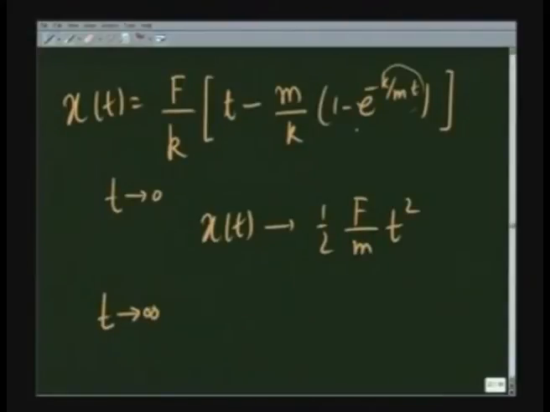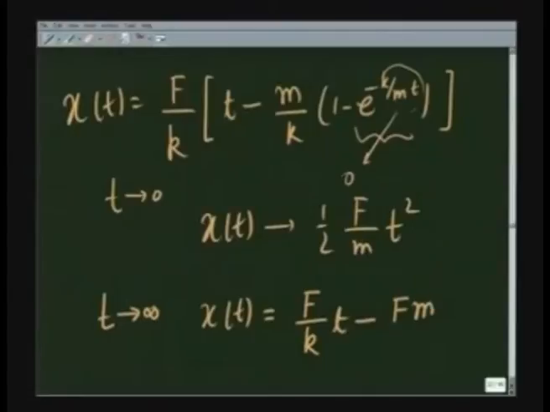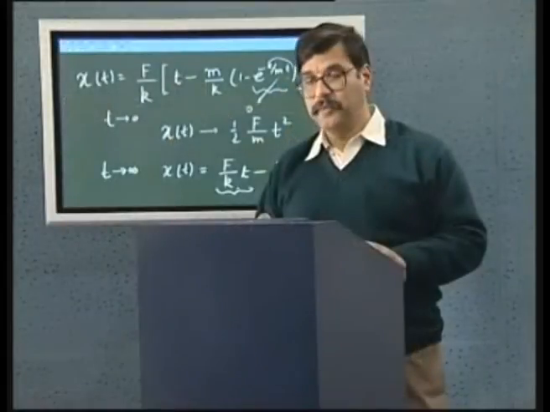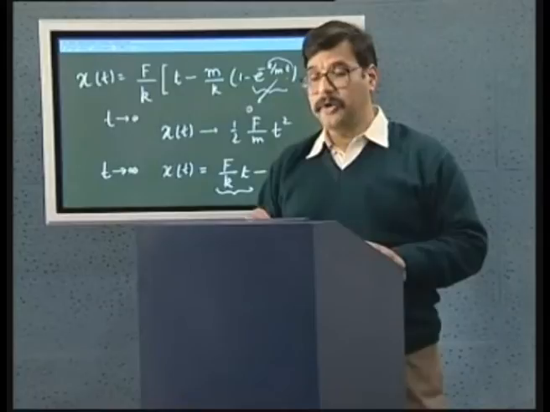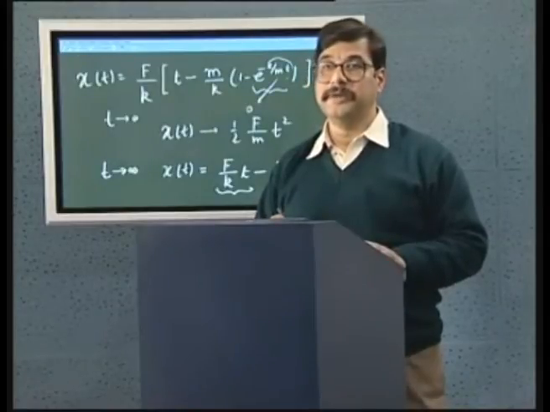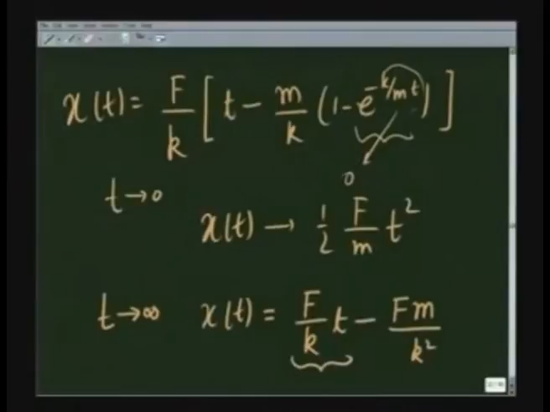In the large t limit, this term would tend to 0, and therefore I would have x t as F over K t minus F m over K square. This is nothing but movement with a constant speed. F over K, you recall from earlier, is nothing but the terminal speed. So the particle has now, after a long time, started moving with terminal speed, F over K.